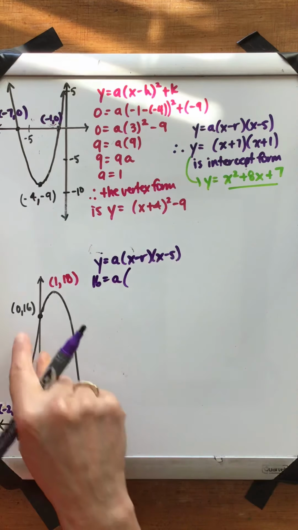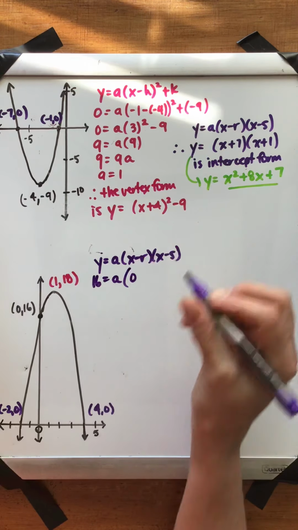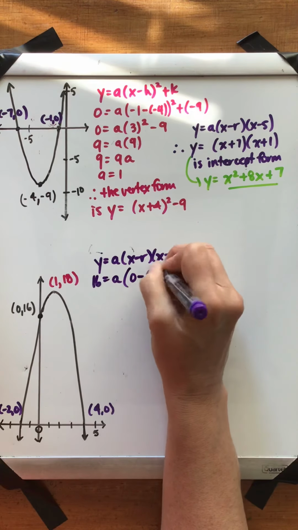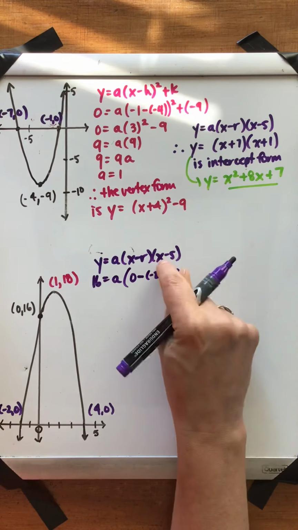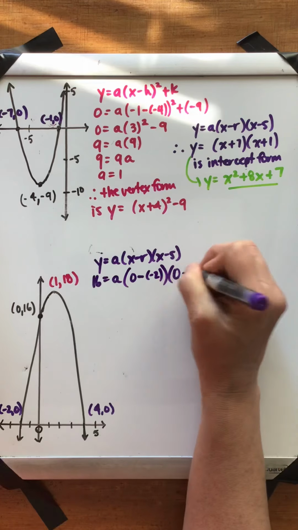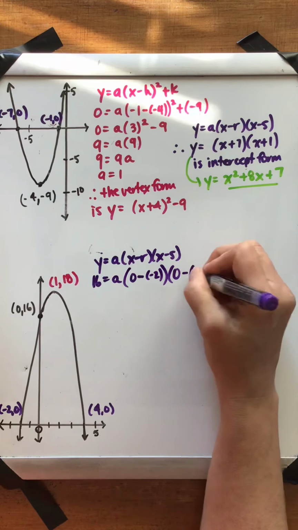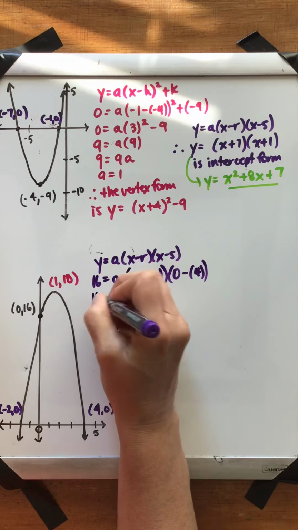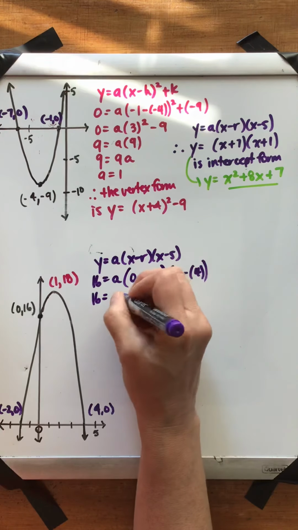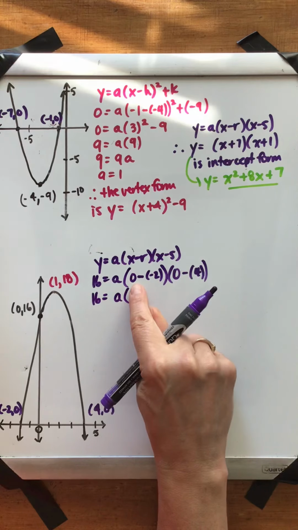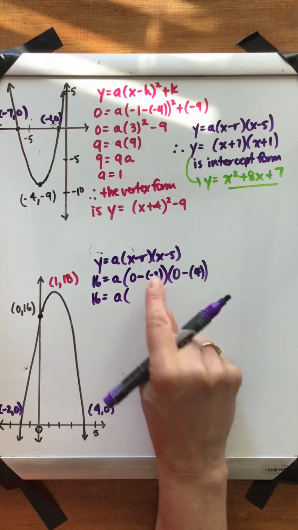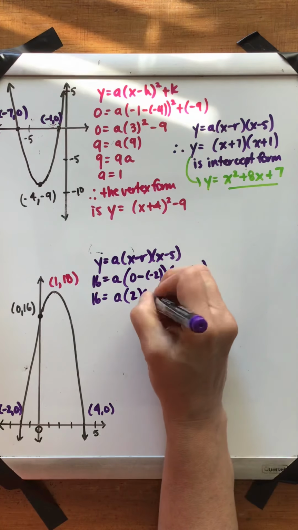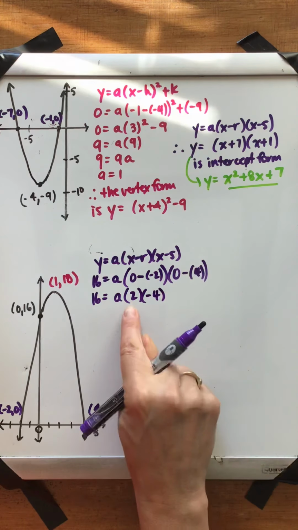I don't know a. I have 0 for x minus negative 2 for r, and 0, because this is the same x, minus 4 for s. Let's simplify this. 16 is equal to a times, this will become 0 minus negative 2, which is plus 2, and 0 minus 4 will be negative 4.